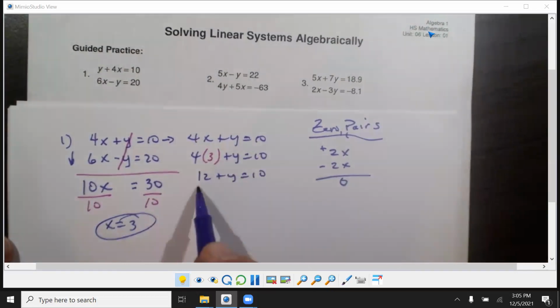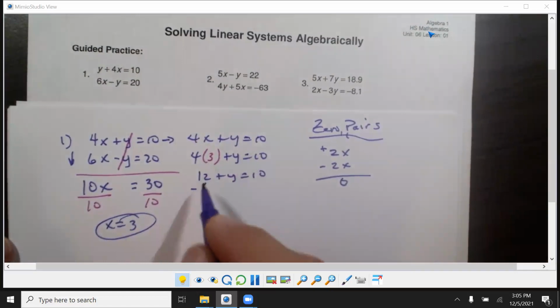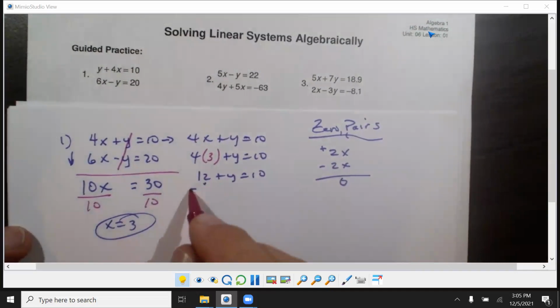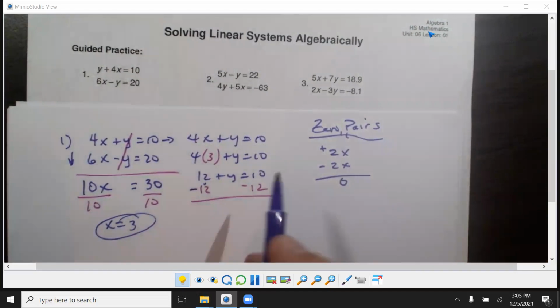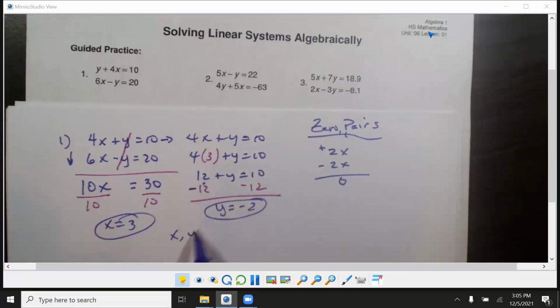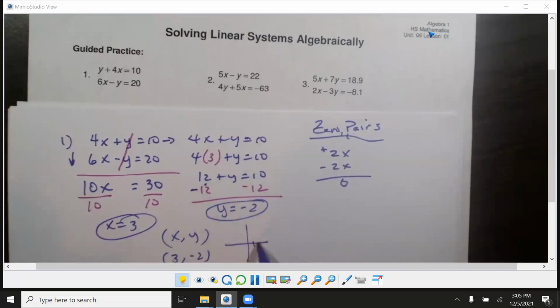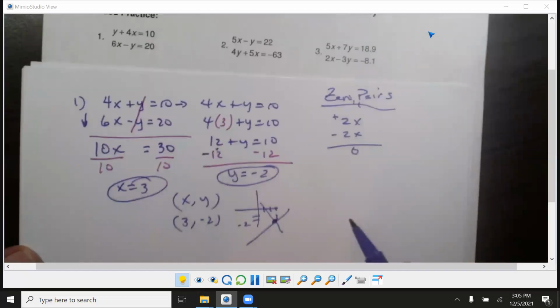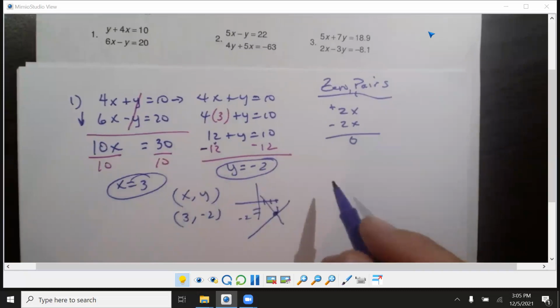And you can see, what do I add to 12 to make it 10? Well, we're going to subtract 12 from both sides. And you're going to see y is going to be -2. So my x value and my y value is an ordered pair. So I'm going to have (3, -2). So don't forget, this is where my two lines intersect. Okay, so that's how you do it. All right, so that's one.